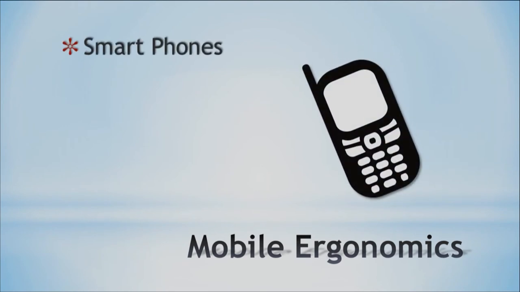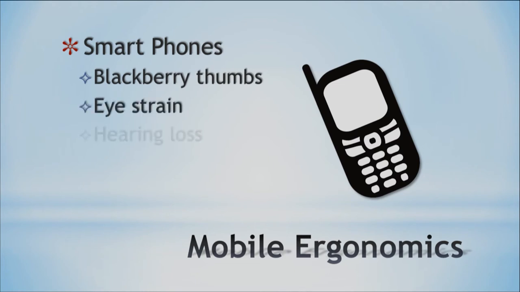And smartphones, there are several things here. You may experience BlackBerry thumb, you may experience eye strain, because the device is small, or even hearing loss. Why is that? Well, BlackBerry thumb is this. Whenever you are texting, do not text and hold the phone with the same hand. A lot of people do this. You can't be doing that. Hold your phone and text with the other hand. You will save yourself from RSI, repetitive strain injury.